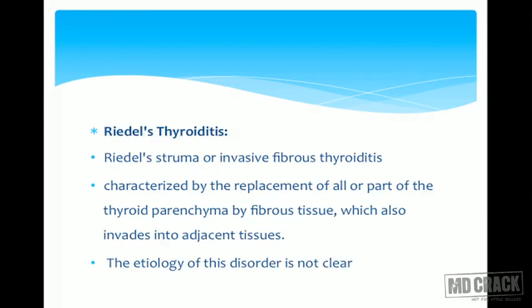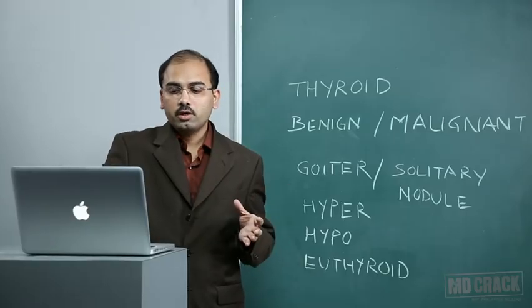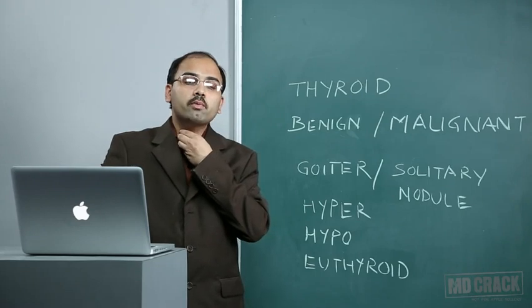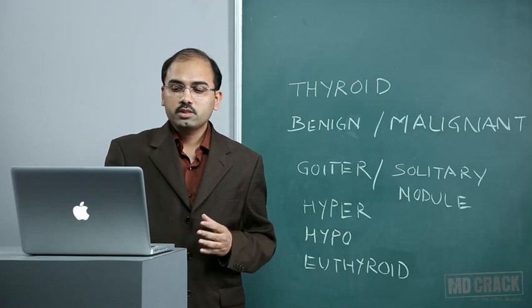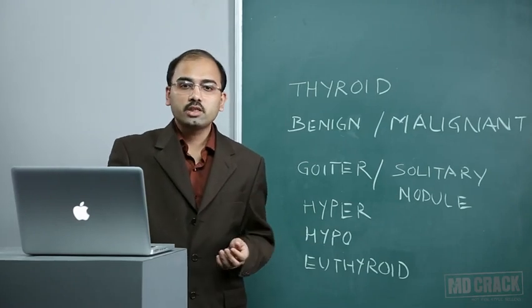So friends, having seen all these diseases, now we move on to Riedel's thyroiditis. It is also called Riedel's tumor or invasive fibrous thyroiditis. It is characterized by replacement of all or part of the thyroid parenchyma by fibrous tissue, which will also invade the adjacent structures. So you have thyroid fibrosis which will be invading other neck structures. The etiology of the disease is not clear. So this is a very interesting disease.